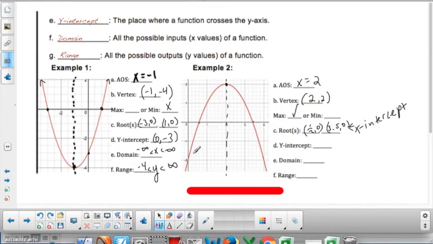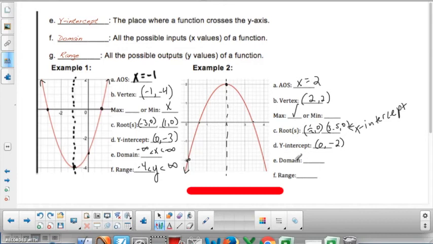Right, the y-intercept is right here. So I didn't go side to side at all. So my x value is 0. I'm going down to -2. So that's my y-intercept. All right, now I'm ready for my domain.